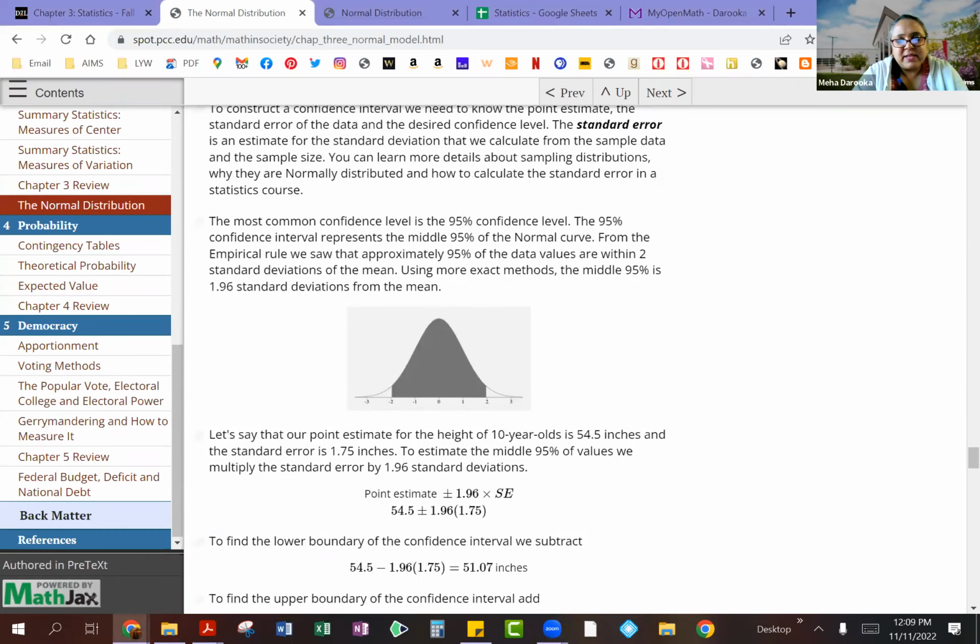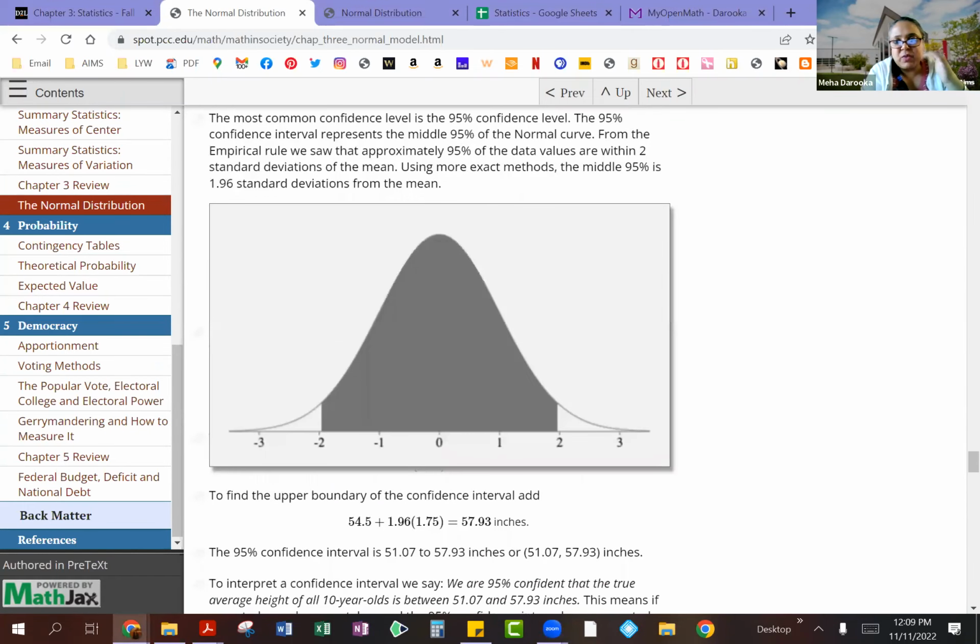So let's take a look at how this looks. This is what your graph would look like, based on the empirical rule. Here's your mean. This is 1 standard deviation above, this is 2 standard deviations above. This guy, of course, would be 1 standard deviation below and 2 standard deviations below. And this represents 95% of your data values. So this is that level of confidence that we are also using in our example over here.